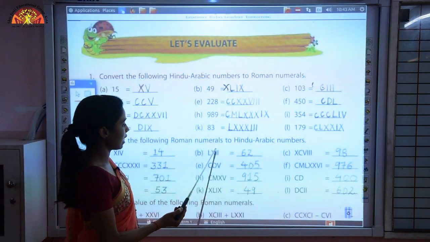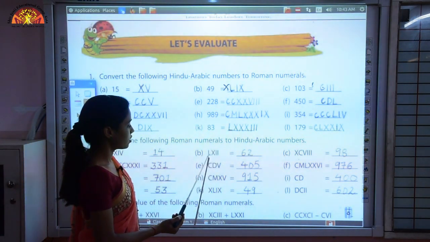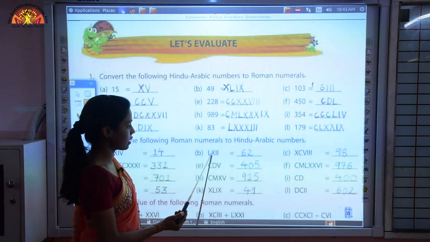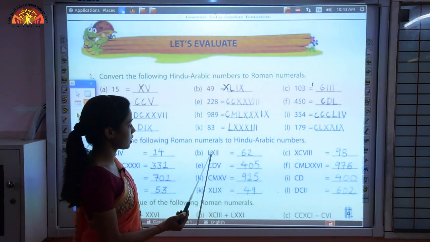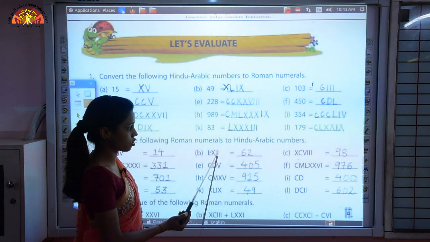Now this is LXII. See, X is written on the right hand side of L. So we will add 10 to 50 because L is 50. So 50 plus 10 is 60 and 60 plus 2 is 62.